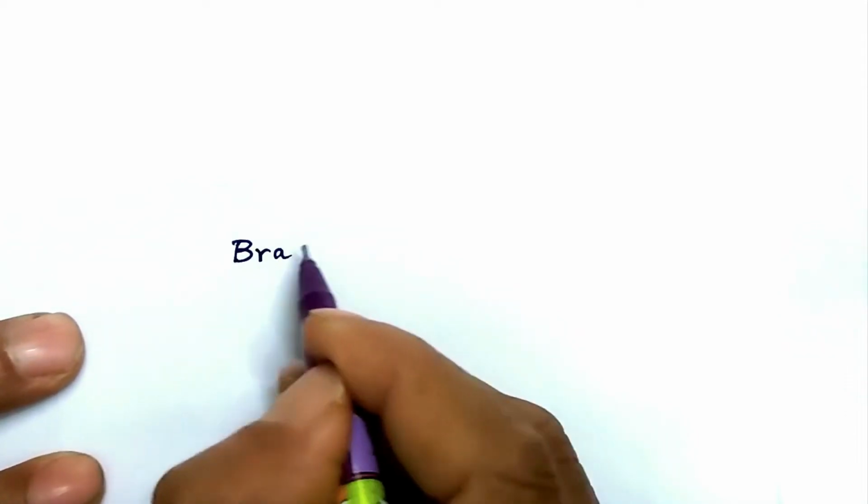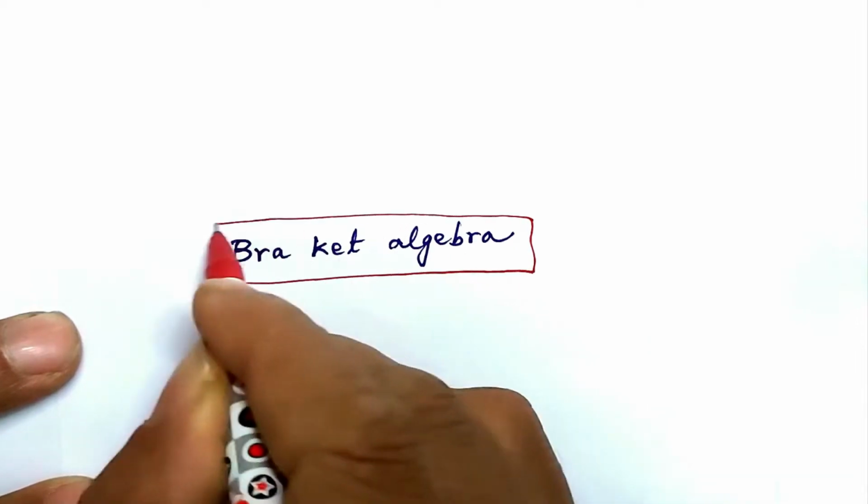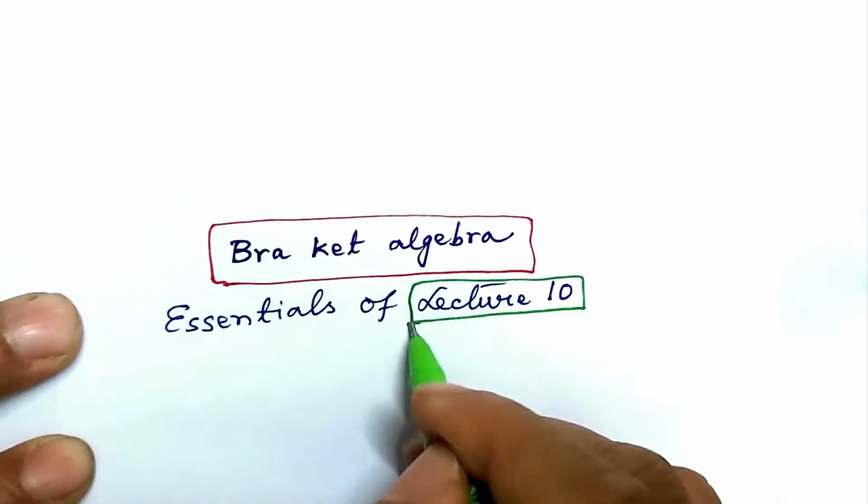This is lecture number 11 of the series of lectures entitled Bracket Algebra. First, the essentials of the previous lecture 10.